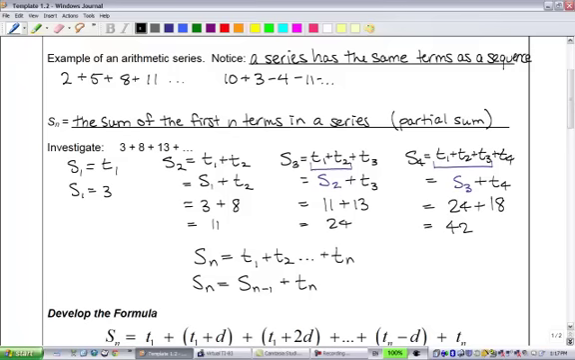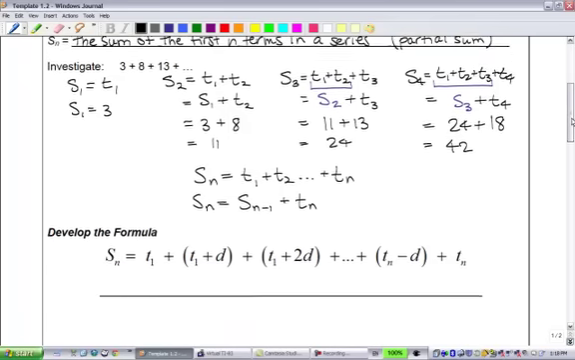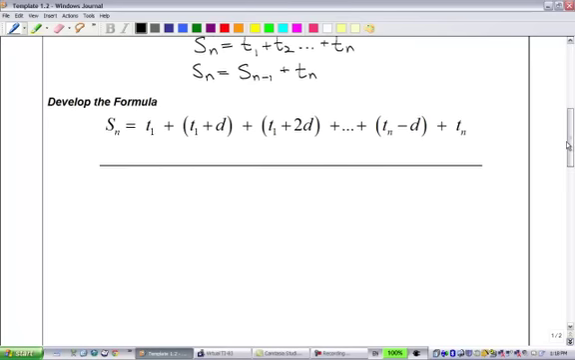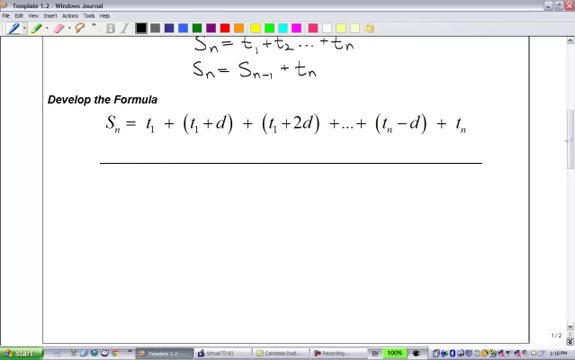Those aren't really super important formulas, it's more conceptual, but there's going to be one overlying formula that we can use to find the sum of a series in general without having to add them all up by hand. We can develop this formula, it's a nice little proof here. This formula requires that we write out the sum of the series.